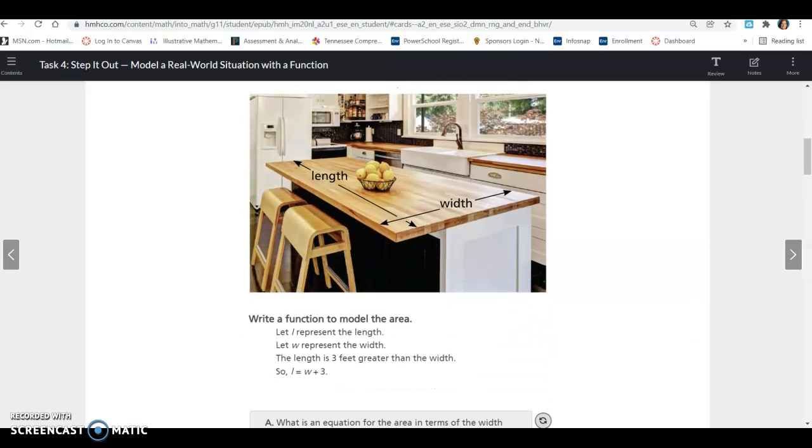All right, so they're giving you an image here. So you've got width going this direction. We know it has to be at least 20 inches. And we've got the length, which has to be at least 3 feet longer than the width.